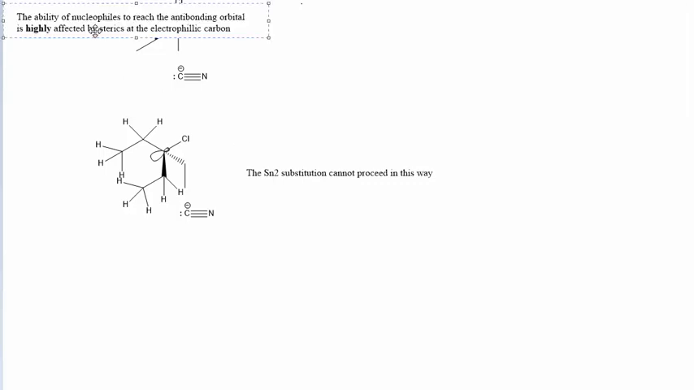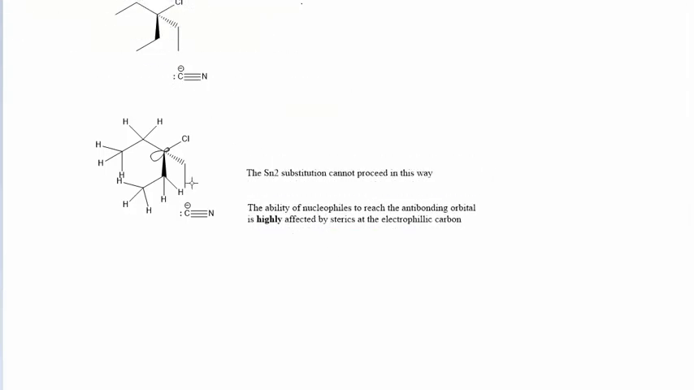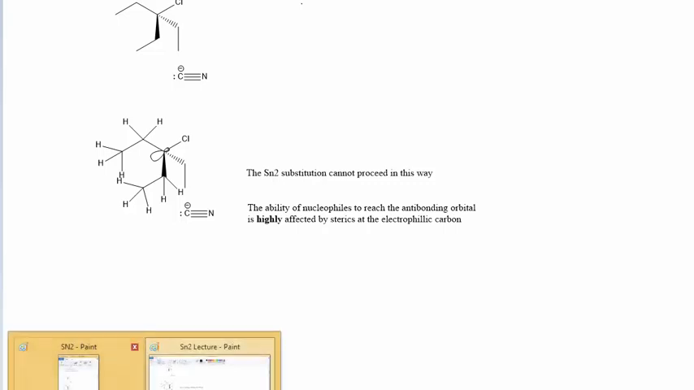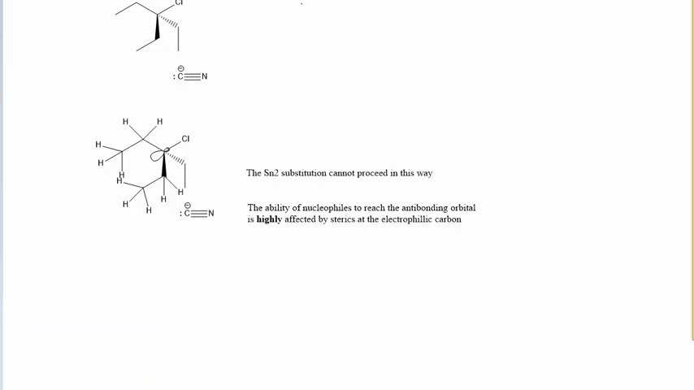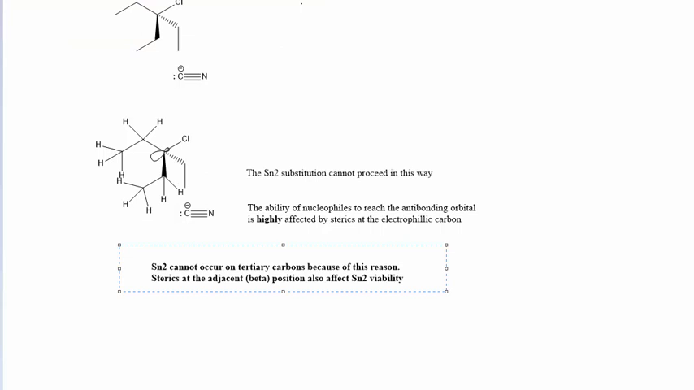And the reason is the ability of nucleophiles to reach this antibonding orbital is highly affected by sterics, not only here, but in the beta positions as well, so right nearby. Right, because as these groups are spinning around through space, they're basically repelling any nucleophiles that are trying to get close. So again, that's what I'm saying right there.